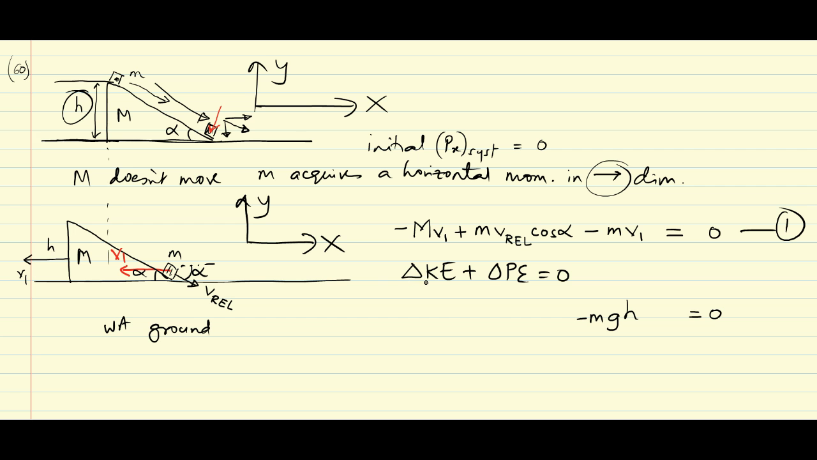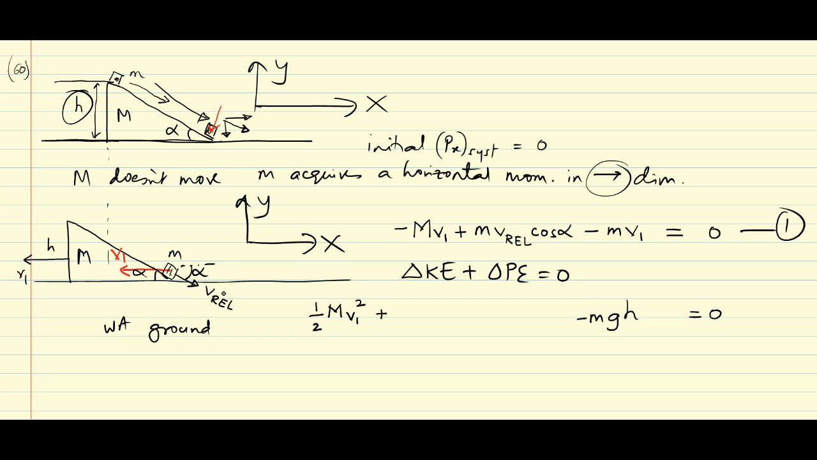Now let's go to the delta Ke term. Look at capital M first. That's a simpler block. So the change in capital M's kinetic energy is the final minus the initial, as usual. Now the final kinetic energy is half capital M into V1 square, and the initial is 0, so minus 0. I'm not going to write that. So that takes care of capital M, plus the change in small m's kinetic energy.